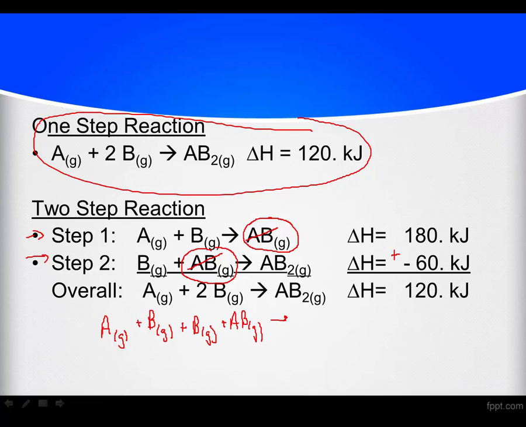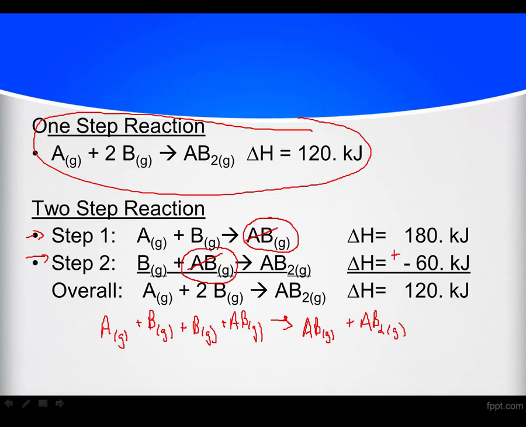Now I can go to the product side. So on the product side, I've got AB and AB2. So I'm going to write AB as a gas plus AB2 as a gas.